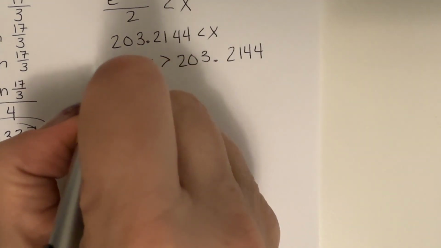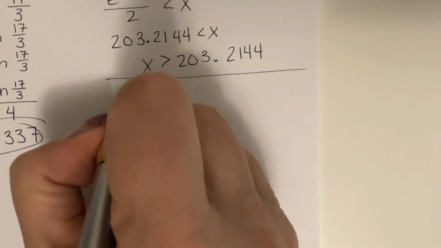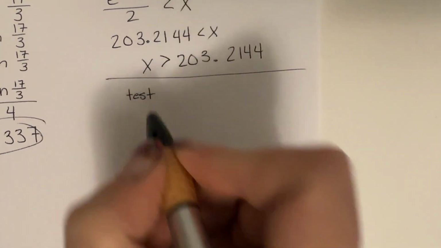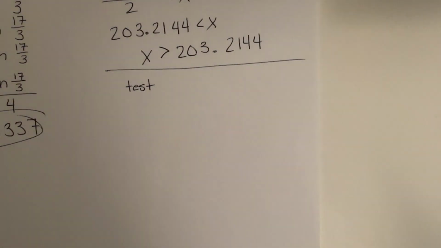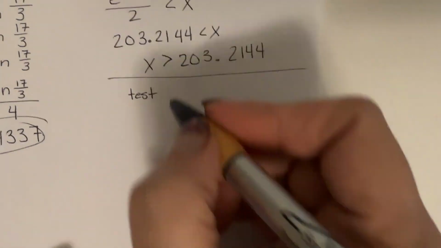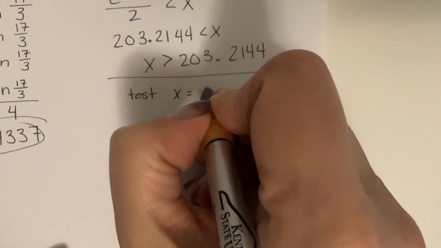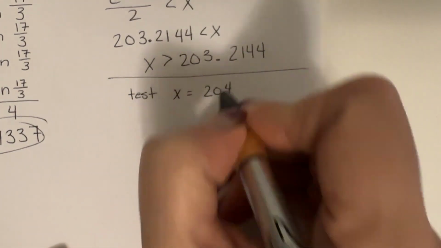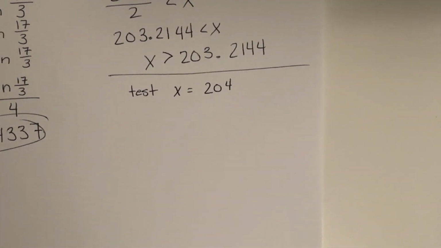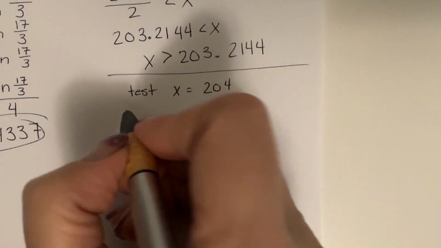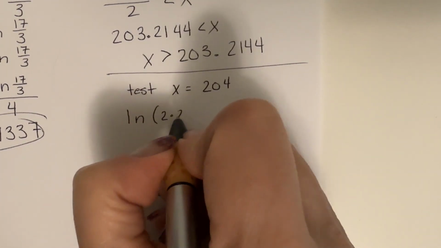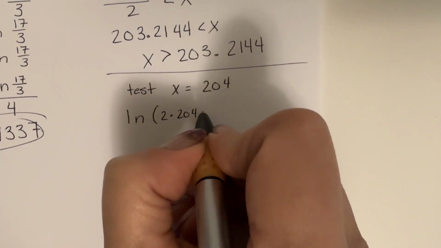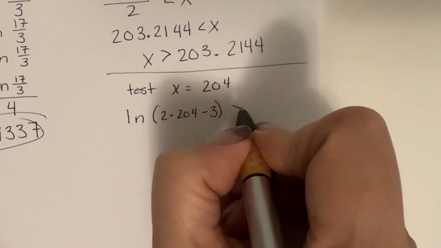Okay, so I think that's what my answer is, but I'm going to test it to make sure my inequality is going the right way. So here's how I'm going to do that. I'm going to say test. I'm going to pick a number that's bigger than 203.21. You could pick 5 million if you want. I'm just going to pick 204. Okay, so I'm going to pull the problem from up at the top. So I've got ln of 2 times 204 minus 3 is greater than 6.